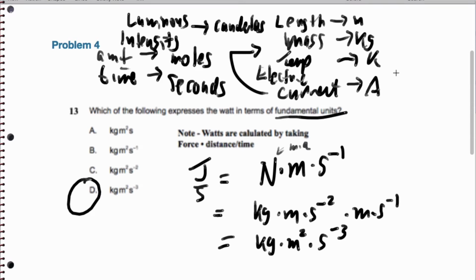Since we're talking about mechanical quantities, we're going to be restricted to length, mass, and time.